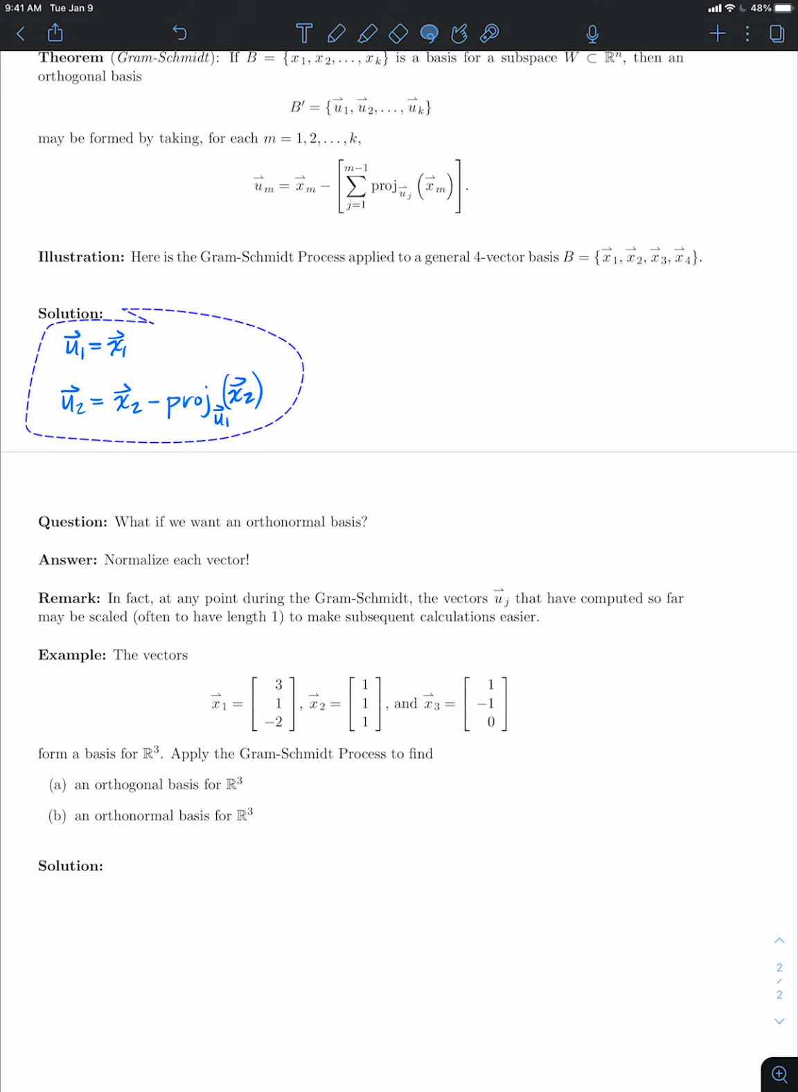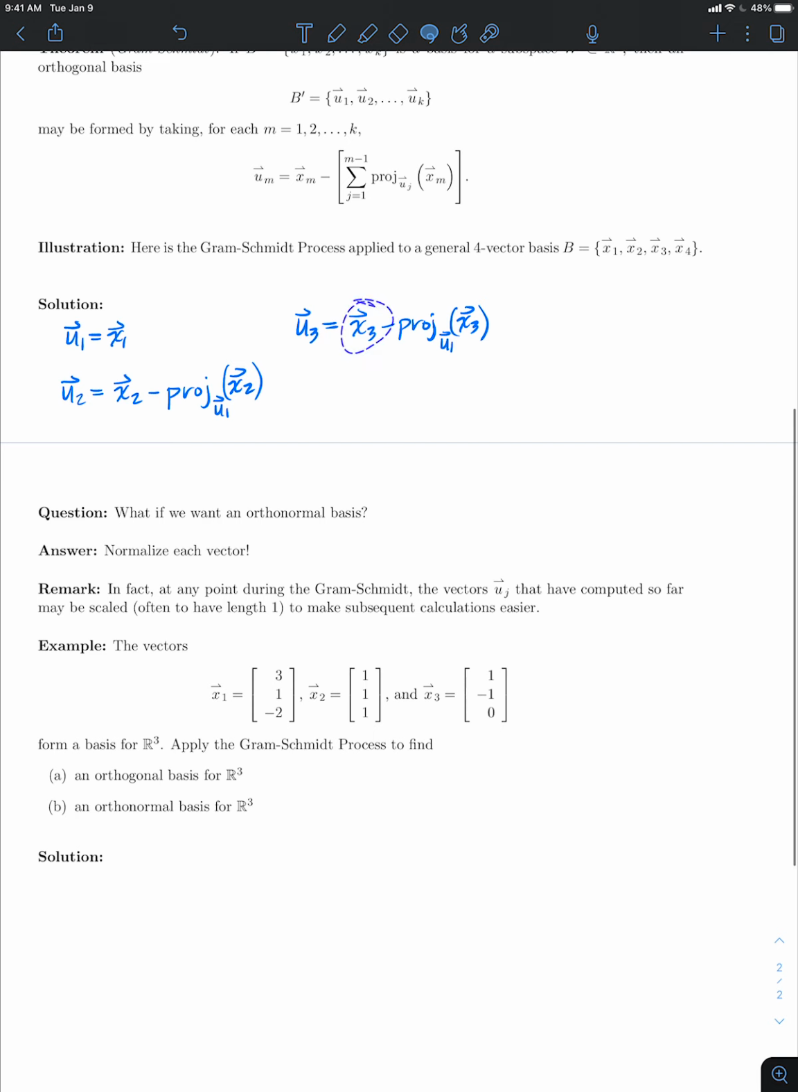But what do you do for the next vector? It gets a little bit more complicated each time. But your third vector, u3, you're going to take it to be x3. But just like before, you have to take into account there could be some bit of x3 that's parallel to x1. So we want to throw it away. So we're going to subtract the projection of x3 onto u1. That gets rid of the bit of x3 that's parallel to u1, so that u3 will be orthogonal to u1.